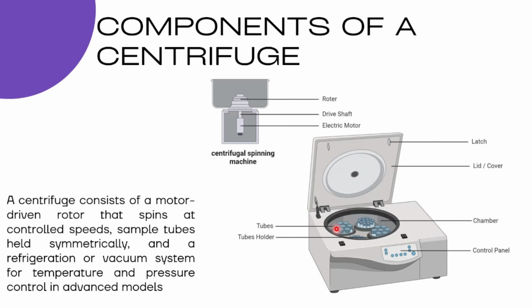There are also tubes wherein the samples to be separated are kept, and tube holders which hold the tubes, and a chamber where all of this is housed. There is a latch and a lid for this to be covered, and there is also a control panel. Now, on the control panel, you can control the speed at which the centrifuge will operate, as well as the temperature in some systems and the time for the spinning to occur. So all of that can be preset during the centrifugation process.